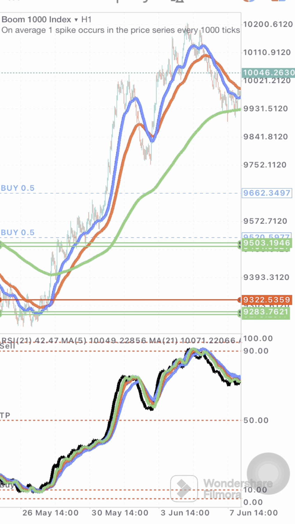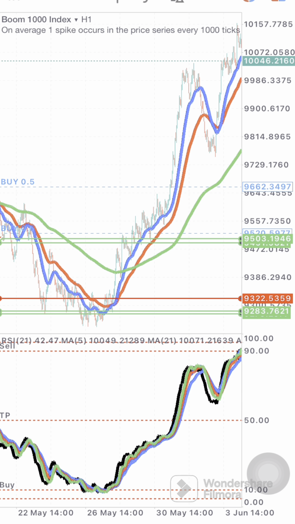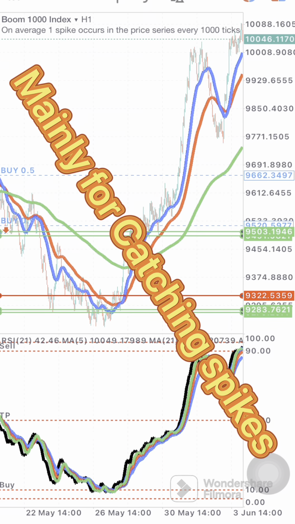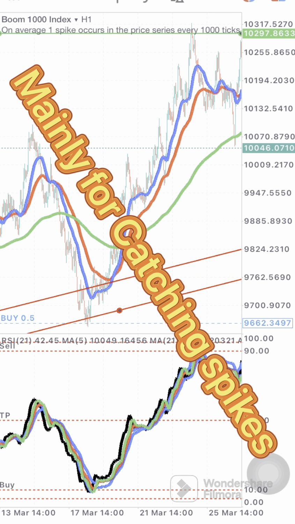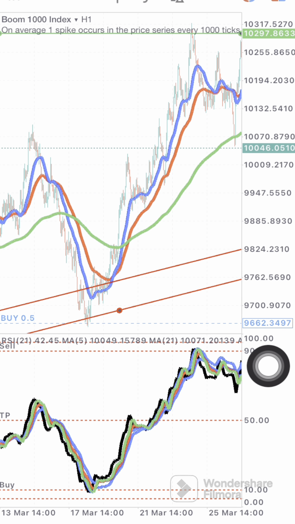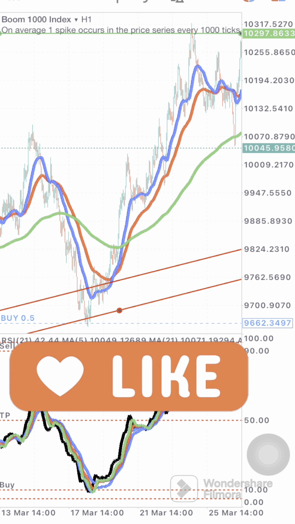Secondly, you need to understand this strategy is technically and fundamentally meant for catching spikes in Boom&Crash. You can use it to trade some other few things, but the 100% trade assurance that I can give you is when you are using it to catch spikes. You can only use this strategy to catch spikes if you want to make good and reasonably consistent money.